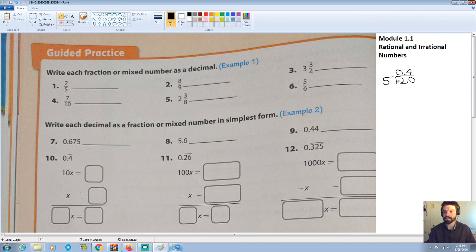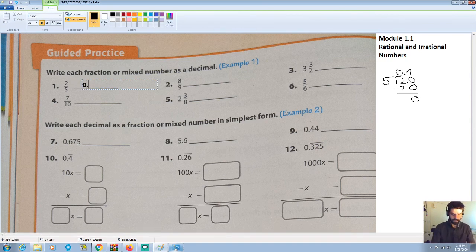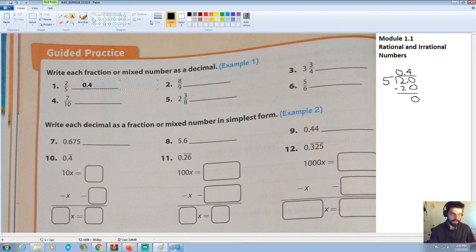So the question isn't so much how many times does 5 go into 2. Now the question is how many times does 5 go into 20, which, as you can see, is going to be 4 times. So 5 times 4 is 20, and we'll get a remainder of 0. So that's the strategy that we can take for these fractions. So our final answer for number 1 is going to be 0.4. Now, I'm going to go ahead and select here and just clear the screen.